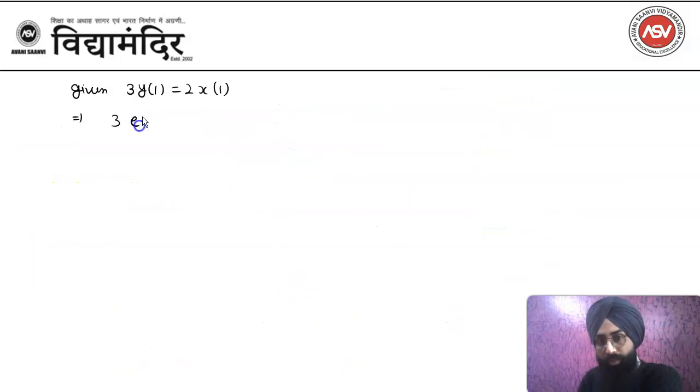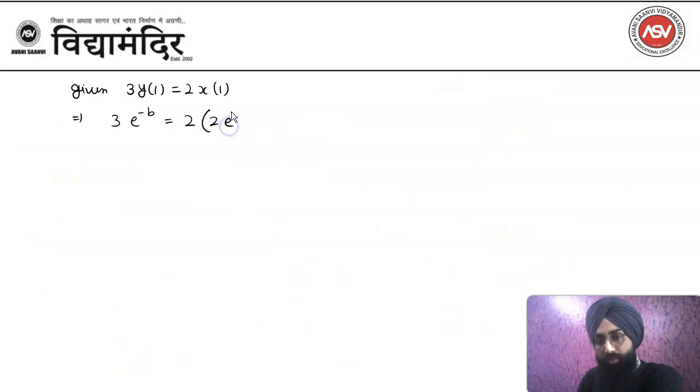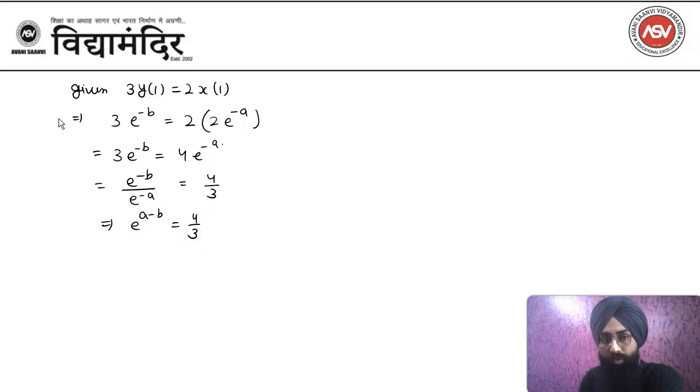So it will be e raised to power minus b, twice of, so here we have twice of e raised to power minus a t, so it will be twice of e raised to power minus a, because the value of t is 1. So this becomes 3 e raised to power minus b equal to 4 e raised to power minus a. This comes on this side, we can write 4 upon 3 equals e raised to power minus b upon e raised to power minus a. So when we take it on, we apply the laws of indices here, it becomes e raised to power a minus b equal to 4 by 3. That's it. So now this is what we got after applying the third condition.